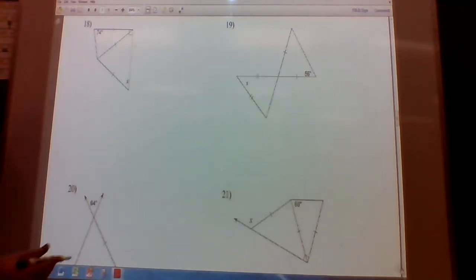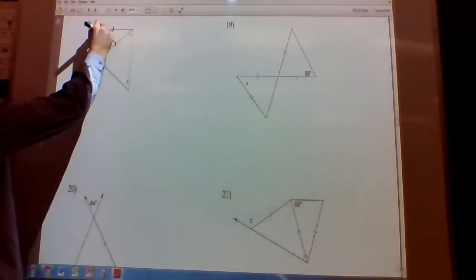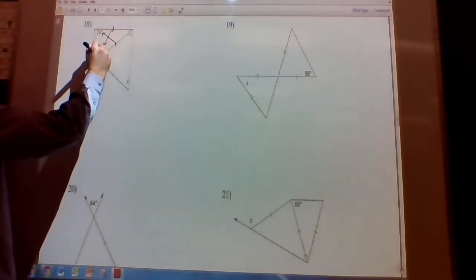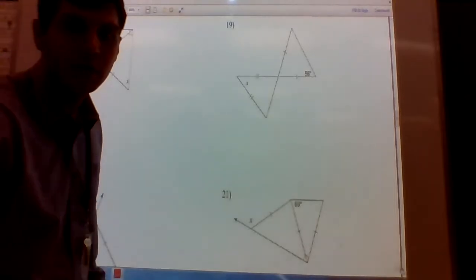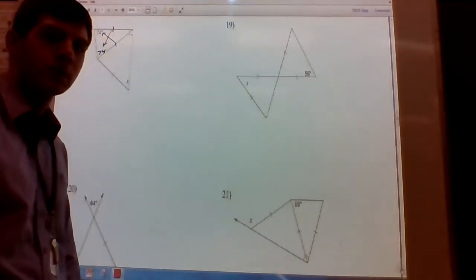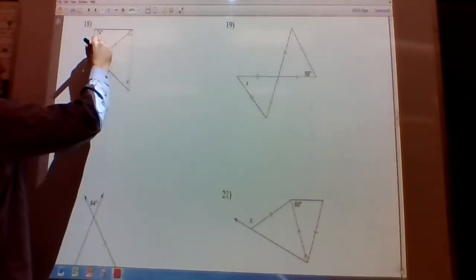So 18, first thing we notice, isosceles triangle. So our opposite sides are congruent. So since this is 74, this is also going to be 74. Am I writing big enough? Yes. Okay, since that's 74, this is 74.